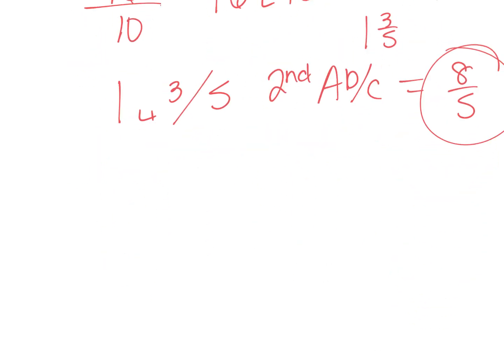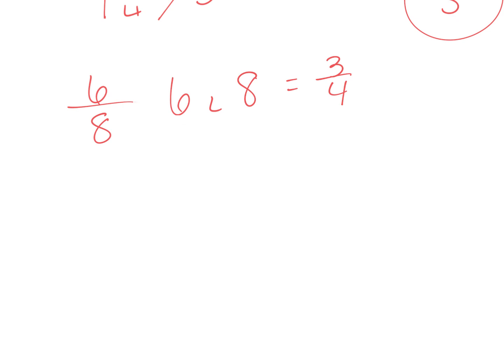Let's do another one. Let's do 6 over 8. So 6 fraction 8 is going to give you 3/4. And you don't have to worry about doing that extra second ABC step because it doesn't give you a mixed number. Let's give you another one that you have to convert the mixed number to improper.